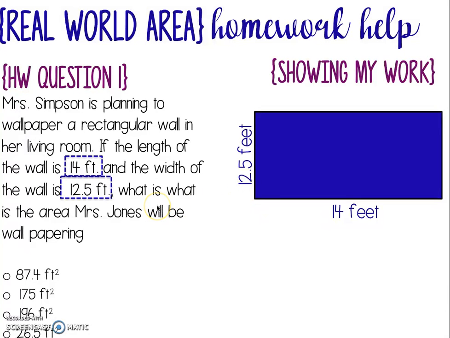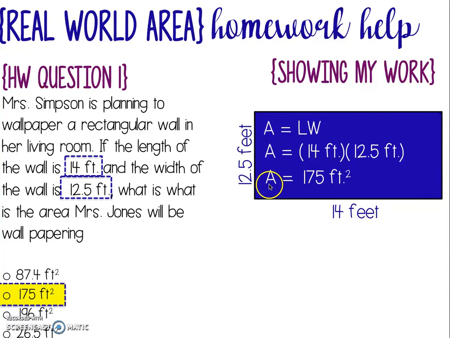And then I've got to figure out how to calculate the area of a rectangle. We know that the area formula for a rectangle is area equals length times width. So we're going to substitute in our length and our width. Now we have area equals 14 feet times 12.5 feet, and we get that the area of the wall that she is wallpapering is 175 feet squared.